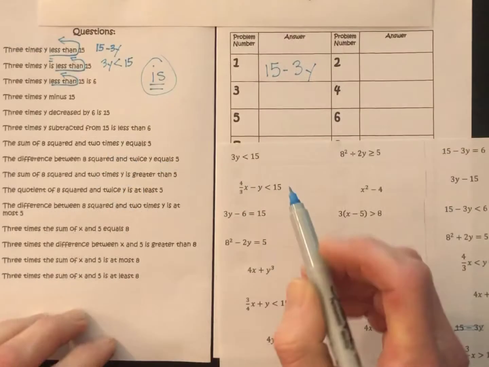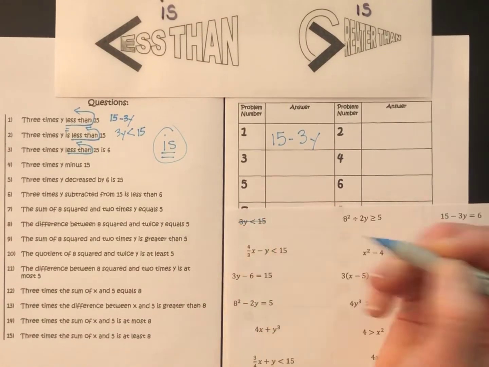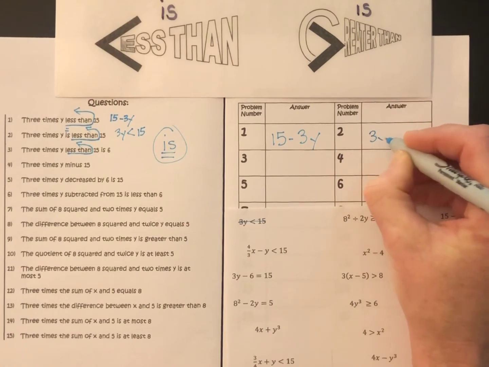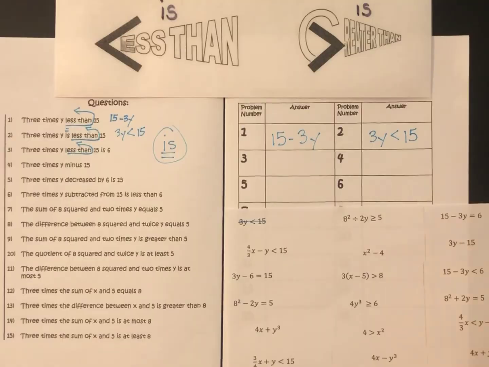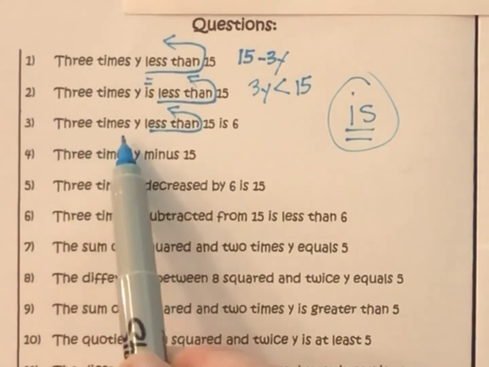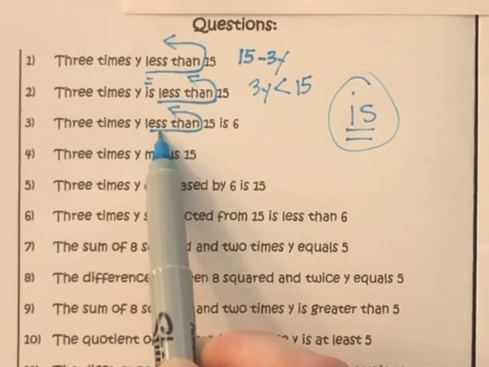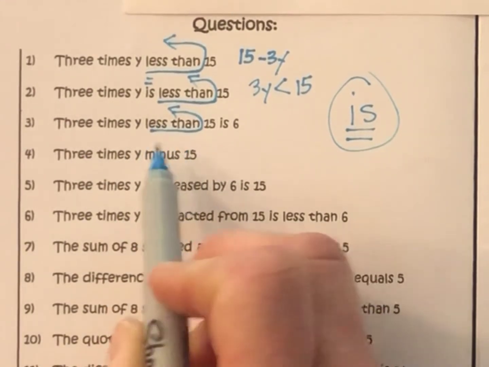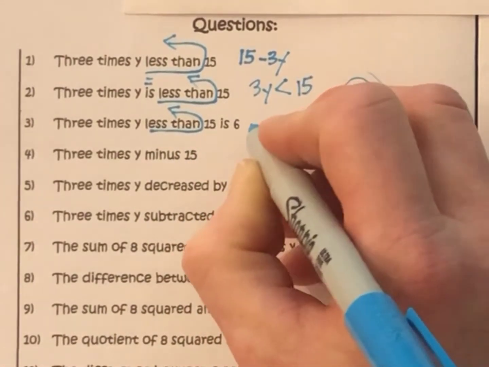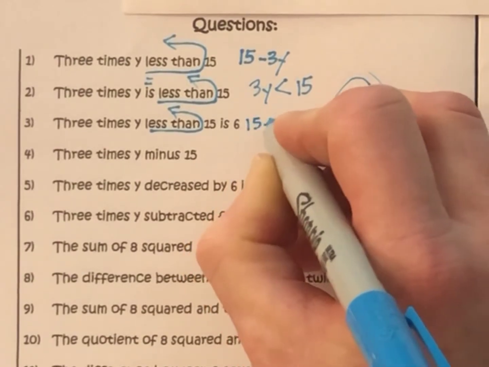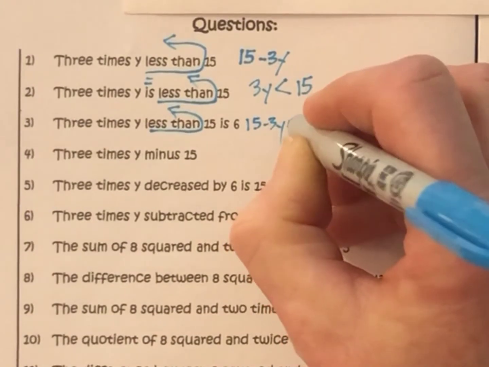Now to check the answer bank. Wow, that was easy. Right there. 3 times y is less than 15. Good. Number 3, 3 times y less than 15 is 6. There's no is in the first part. 3 times y less than, so that's subtraction. 3 times y less than 15, so that would be 15 minus 3y again, is, there's my equal sign, 6.